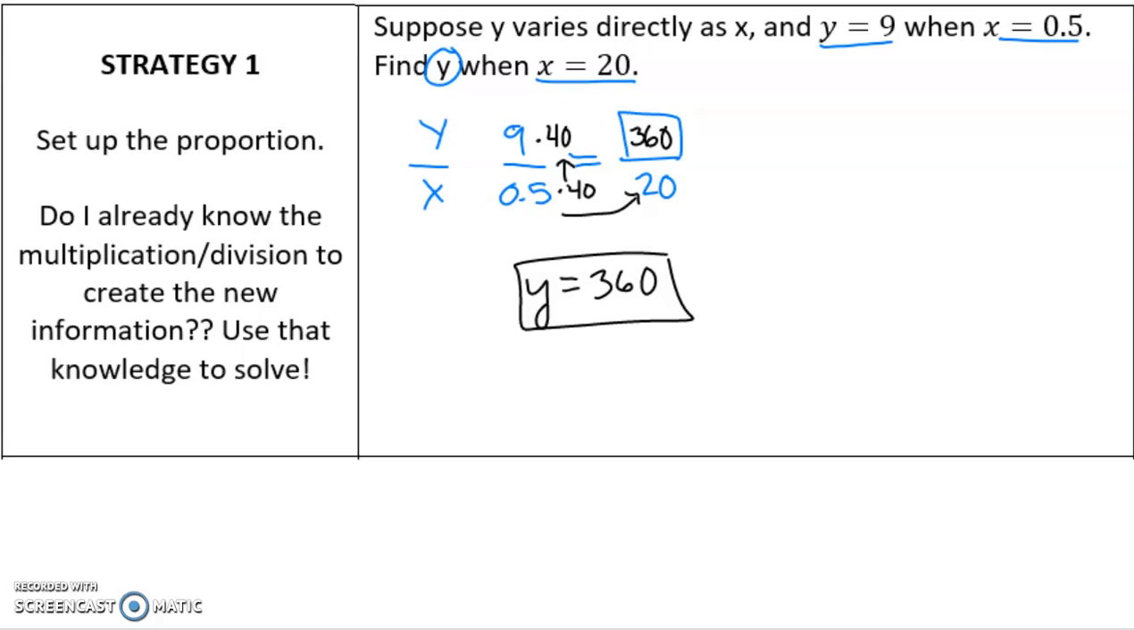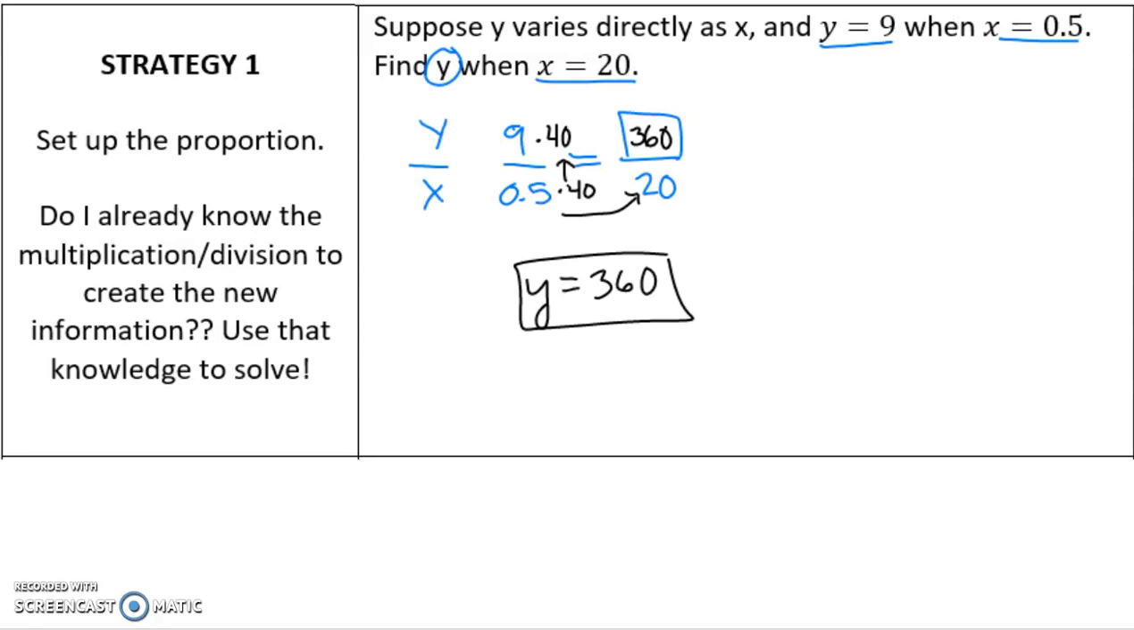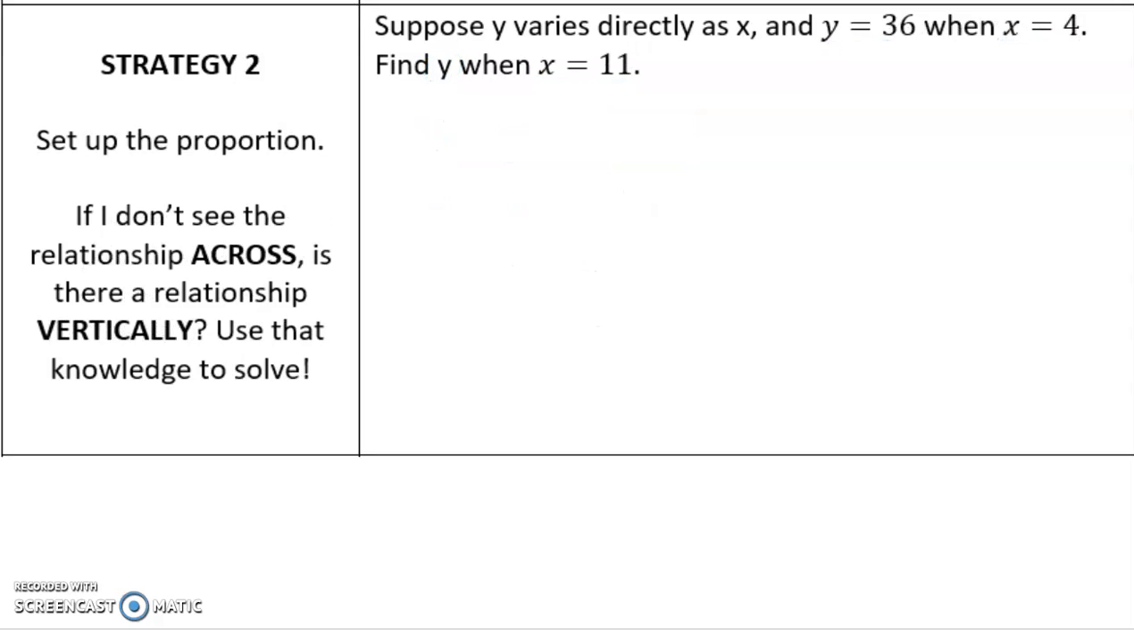Okay, so that's your first strategy: do I know the multiplication? Whatever I multiply one part by, I have to do the same to the other piece, or else it's not equivalent. Whatever I do to one part, I have to do to the other part. All right, let's look at another strategy. Maybe I don't see the relationship across, like we just went across times 40. If I don't see it across, look vertically.